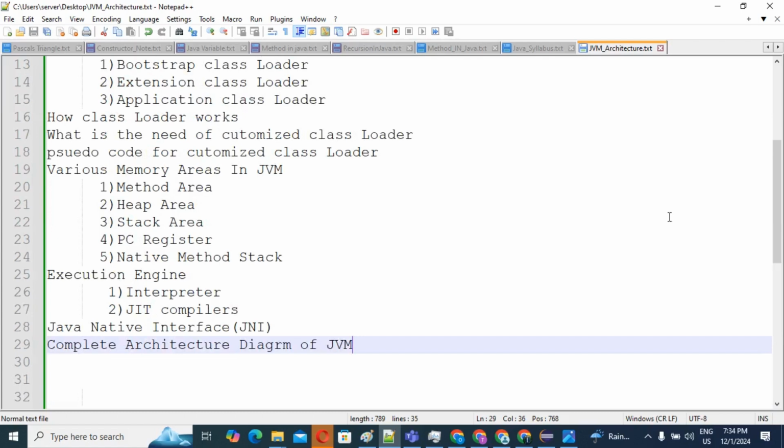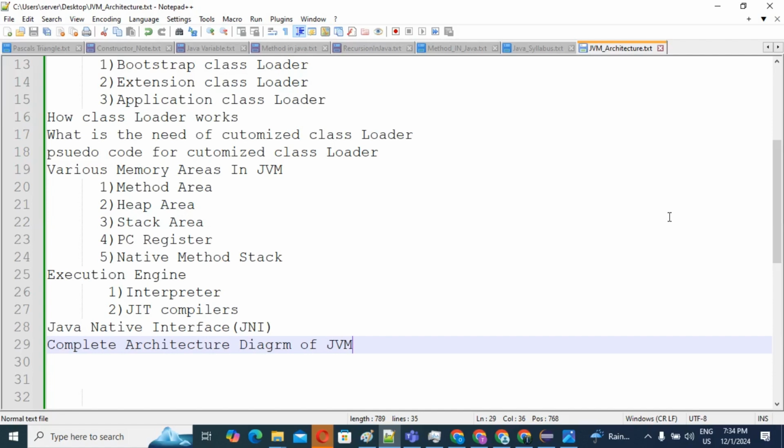So what is the execution engine, and what types are there, the interpreter and the JIT compiler inside it? Those are also among the most important things we should know. Guys, the next topic is Java Native Interface, JNI. You know very well that in the hashCode implementation, the JNI concept comes in. I will explain how the JNI concept comes in under the hashCode implementation.